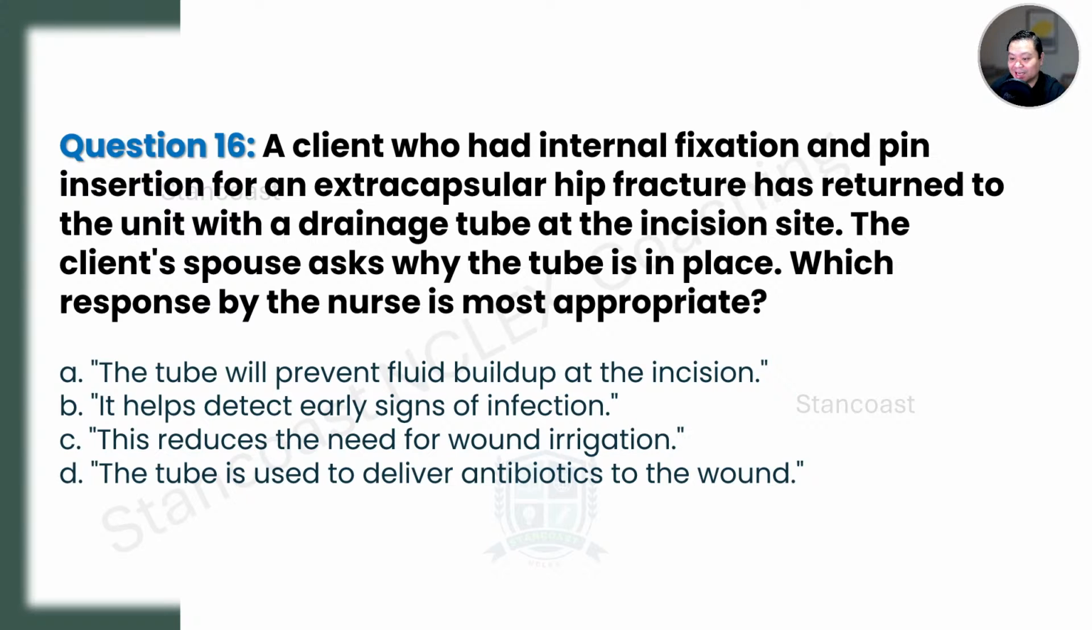Now, if you selected letter B, it helps detect early signs of infection, although the drainage tube may show signs of infection, that is not the main purpose of why the drainage tube has been placed. If you selected letter C, this reduces the need for wound irrigation. Well, the drainage tube doesn't really eliminate the need for wound irrigation if necessary. So that is a caveat here.